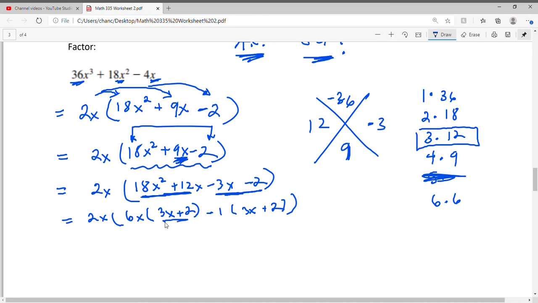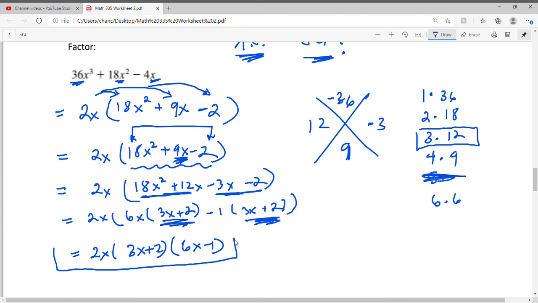Now look, we know we did it right because these are the same, so I can factor out the 3x plus 2 in the front. What's left over is 6x minus 1. We are finally done with this question. We had to factor it out twice. So use the GCF method if you can. If you can't, try another method. And in this case, we use the AC method next.